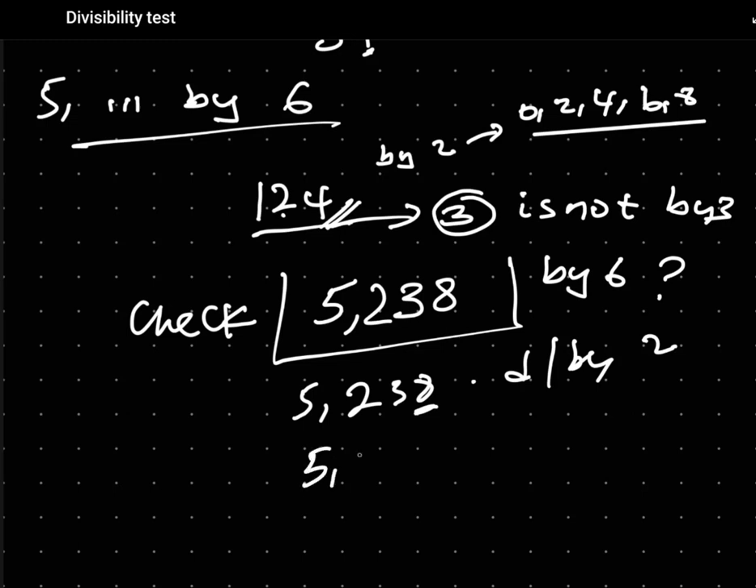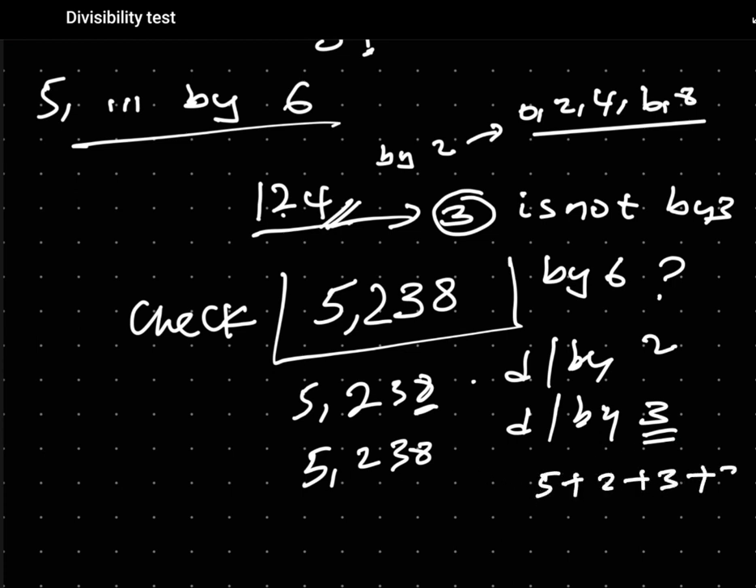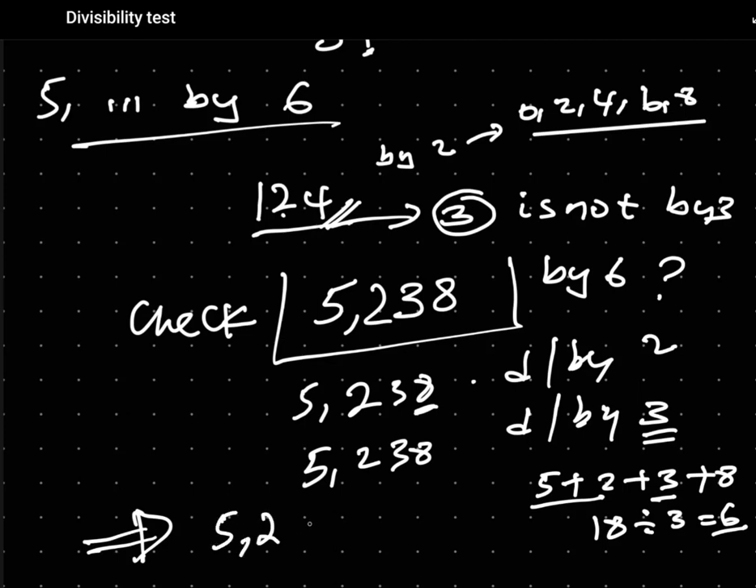How about this 5,238, is this number divisible by 3? Let's check it. To check divisibility by 3, you add the digits of the number. 5 plus 2 plus 3 plus 8, 7, 10, 18. 18 is divisible by 3 because 18 divided by 3 is 6. So the number 5,238 is divisible by 2 and 3. That means the implication is 5,238 is divisible by 6. It is divisible by 6.